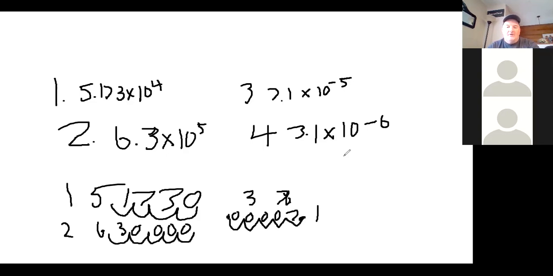We have 3.1 times 10 to the negative 6. Now, does anybody else want to try this one?